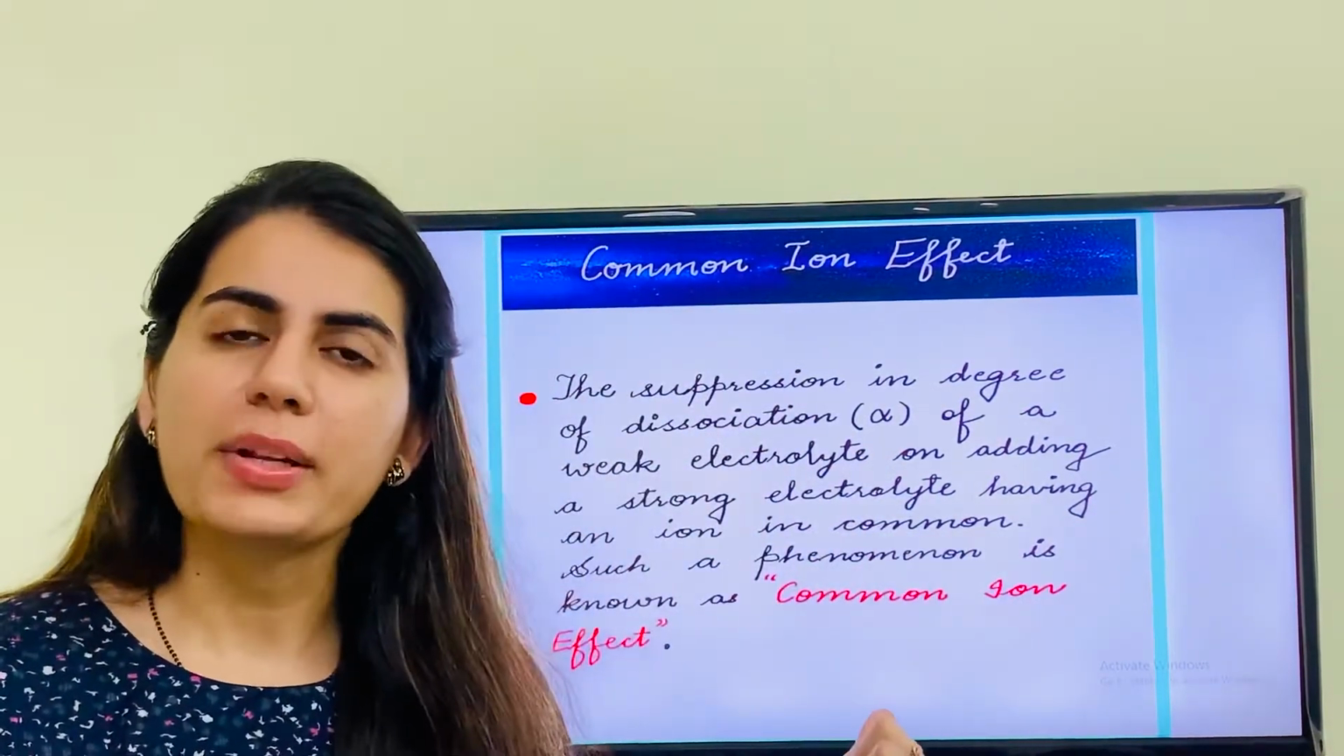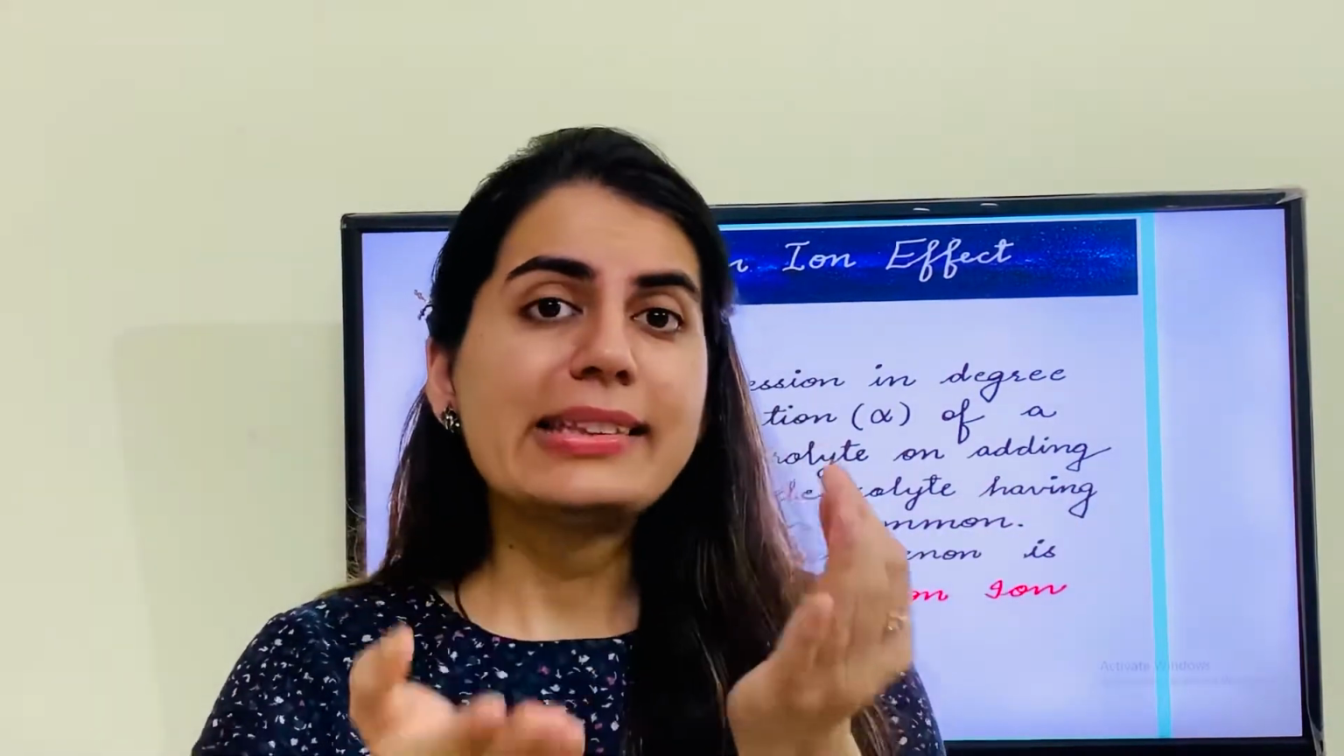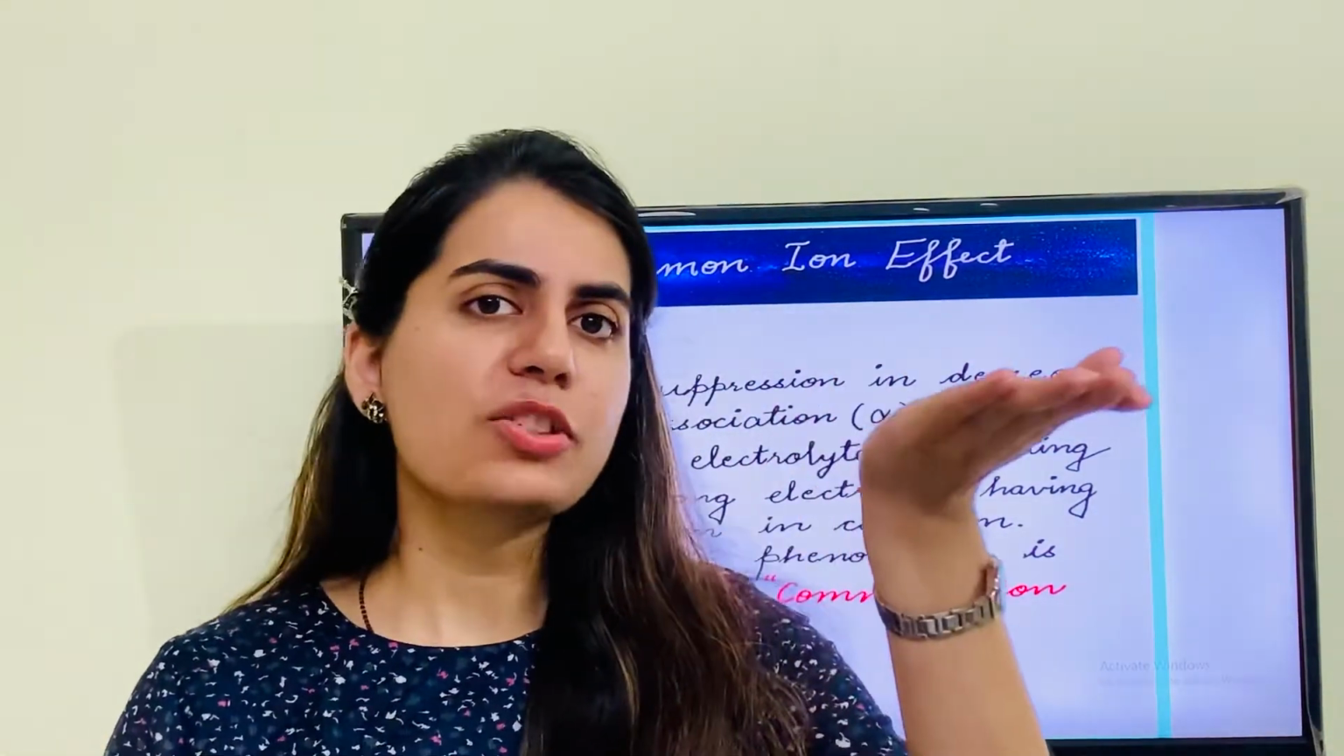So if we understand these two terms, now let's jump into the definition of common ion effect. When you add a strong electrolyte into a weak electrolyte such that they have one ion in common, maybe in small quantity, then what happens is the degree of dissociation of the weak electrolyte is suppressed to an even lower level when you add that strong electrolyte. That is what I said: that poor person becomes even more poor.